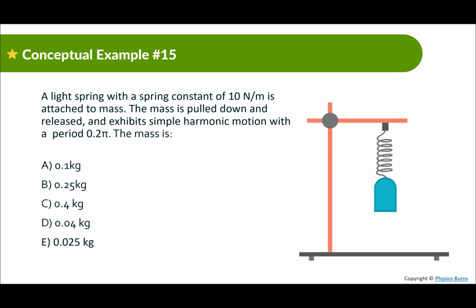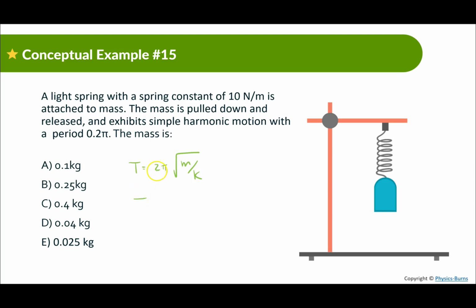Alright, moving on. A light spring with a spring constant of 10 Newtons per meter is attached to a mass. The mass is pulled down and released and exhibits simple harmonic motion with a period of 0.2 pi. The mass is blank. Okay, similar thing, we're going to look at the formula for a spring that's oscillating: 2 pi square root of mass divided by k.